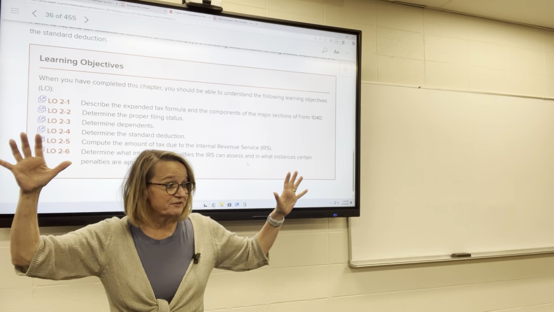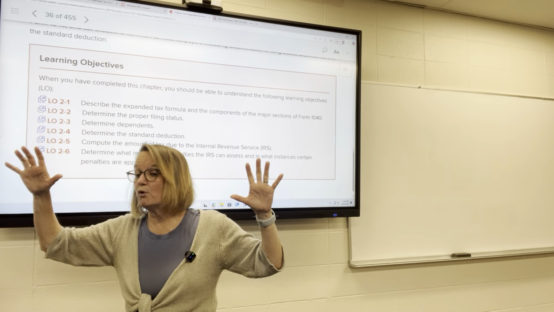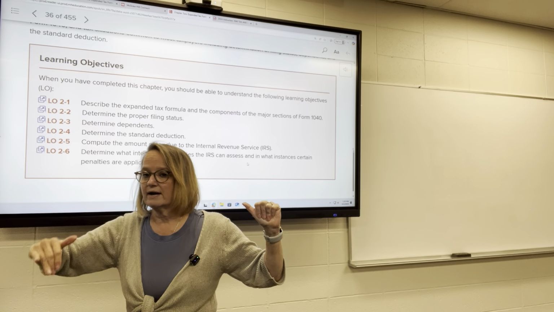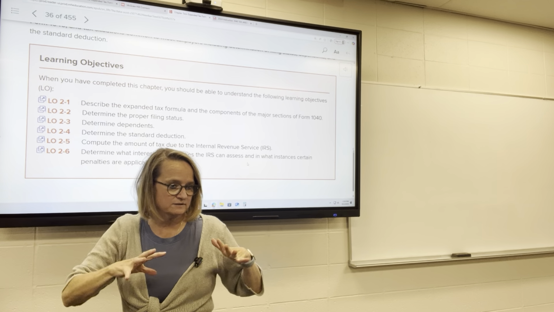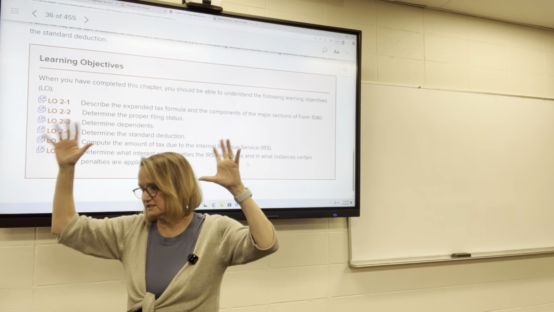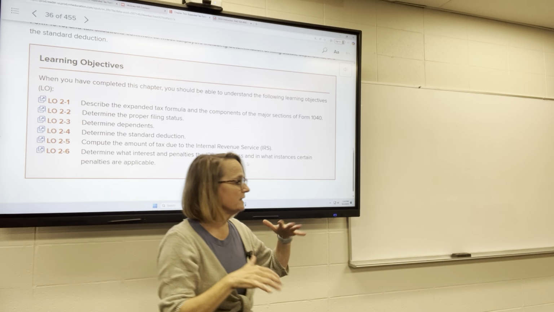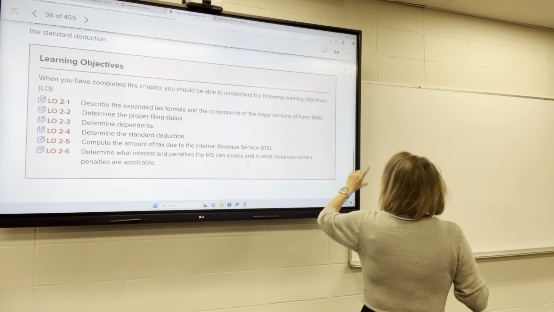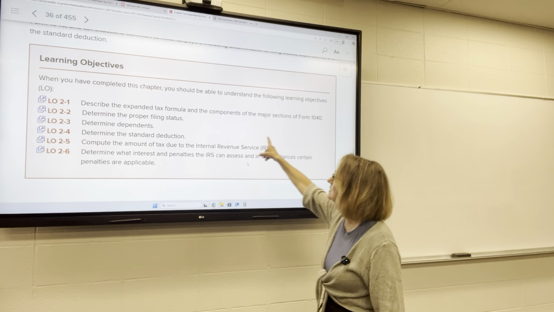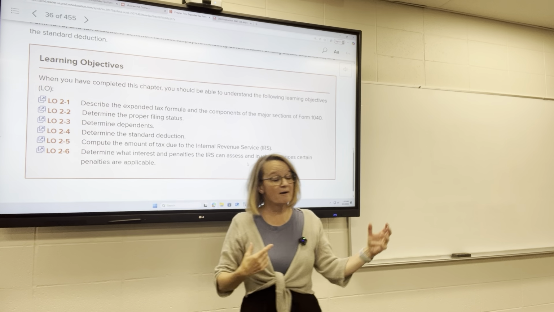Because, you think about that 1040 form, it's got a lot of lines on it. It doesn't just have the 5 lines on it like our simplified tax formula. So we're going to get a little bit more complex with that here in the first learning objective. We're also going to talk about filing status.